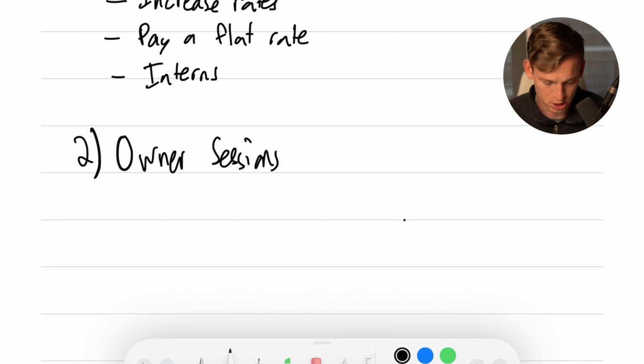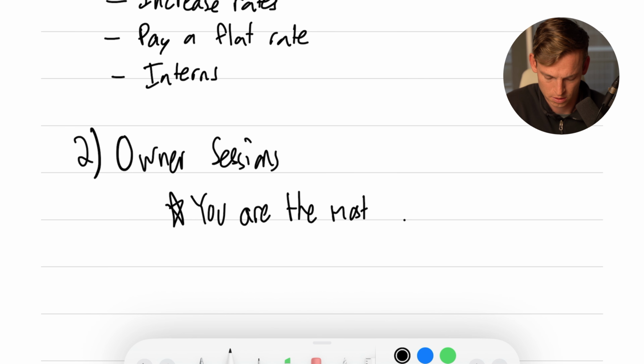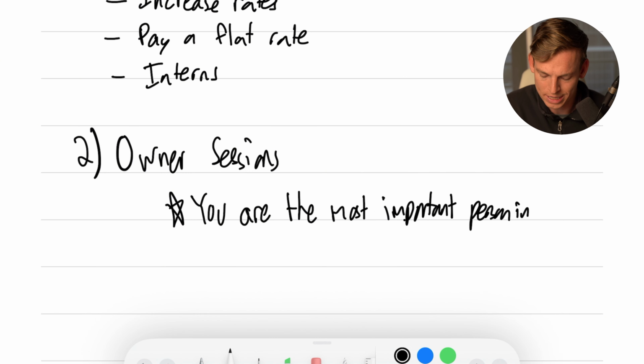The bad news is you can only see so many sessions in the week and you still have to run the business. Okay, so a lot of the time I'm asking clients that I work with to increase their rate per session. And this is really it. You are the most important person in the business. You should also be the highest paid person in the business. Now, that doesn't always happen.